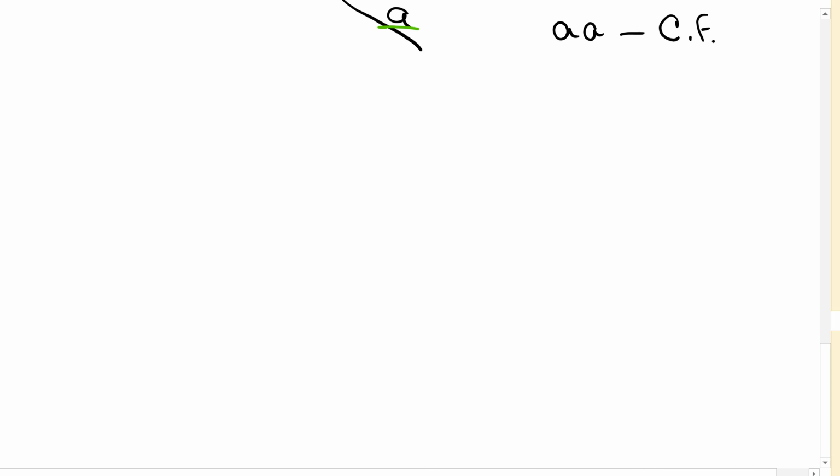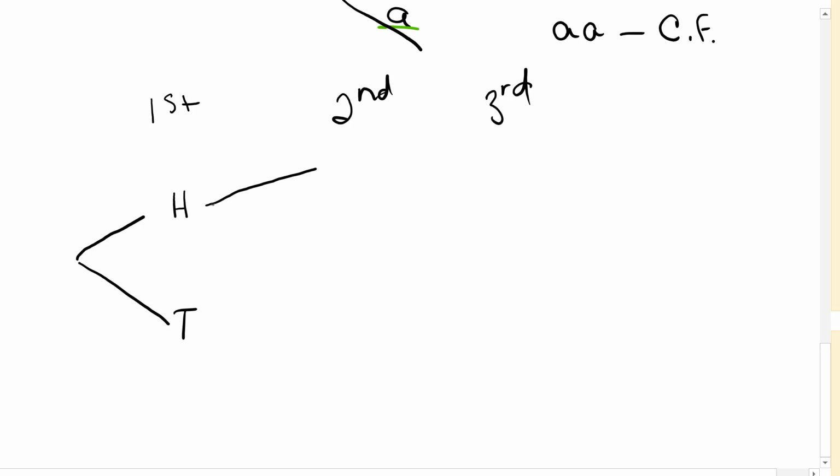Now, you also asked about flipping a coin 3 times. So let's think about flipping a coin 3 times, okay? We have the first flip, the second flip, and the third flip. We do the same thing with flipping a coin as we did with dominant and recessive. The first coin can be heads or tails. It doesn't matter what happens the first time. The second coin can also be heads or tails.